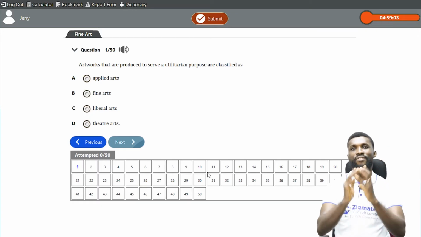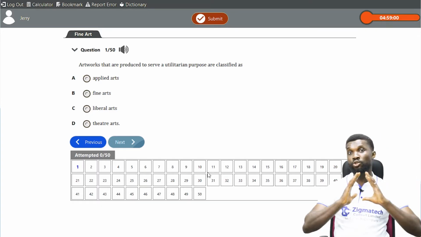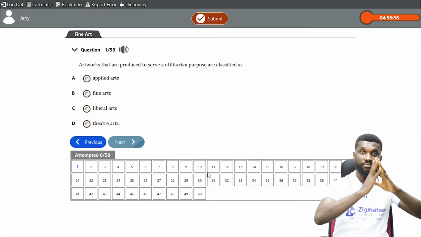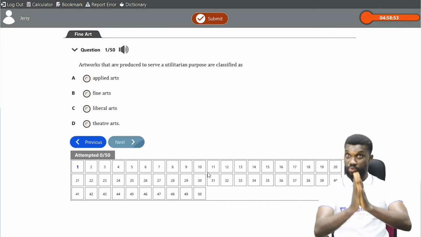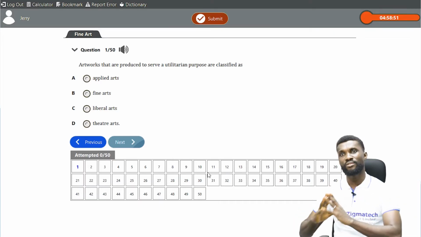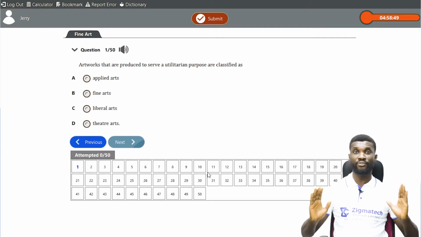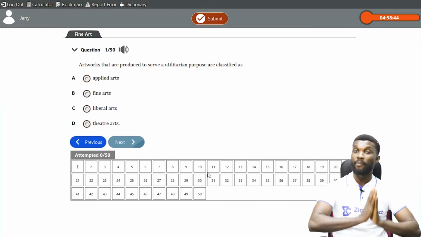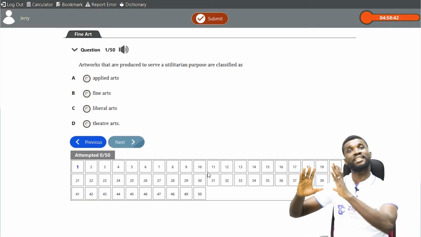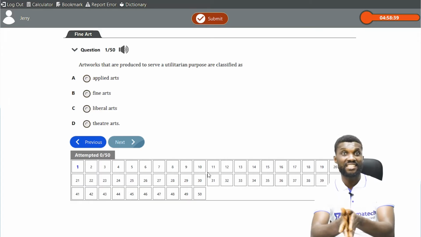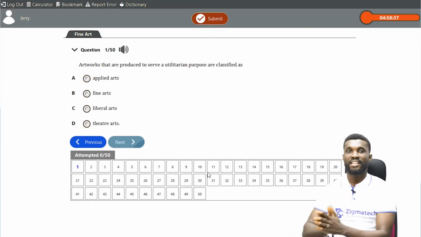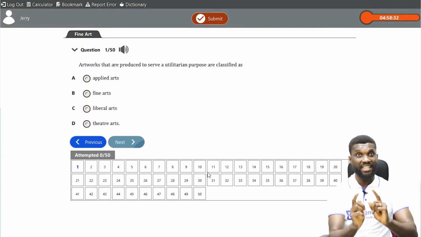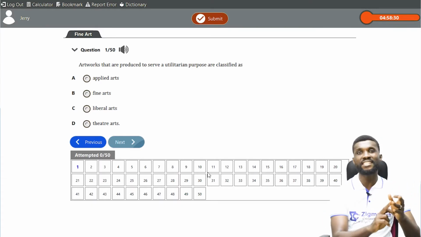Now, art is divided into 2 parts. The first one is known as visual art, while the second one is known as non-visual art. These are the 2 major divisions of art. Under visual art, we have the fine art and the applied art. Likewise, under the non-visual art, we have the theater art and the literary art. Under fine art, we have drawing, painting, and sculpture.